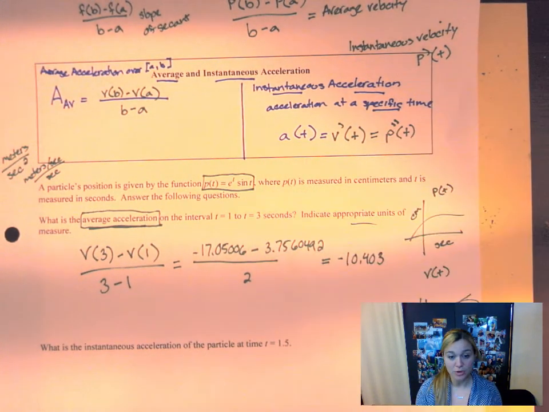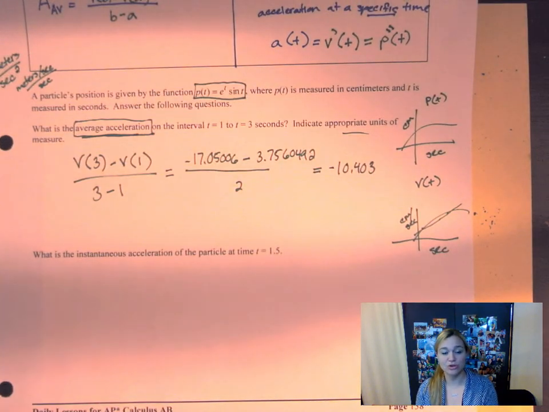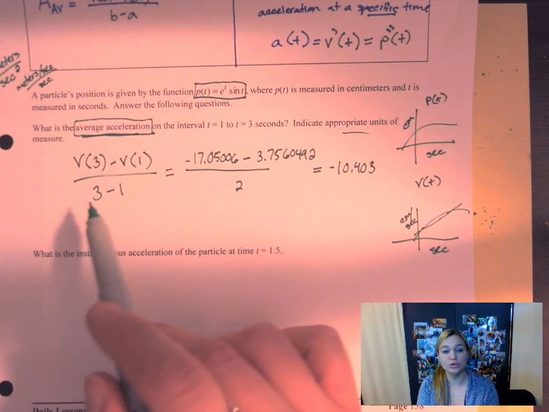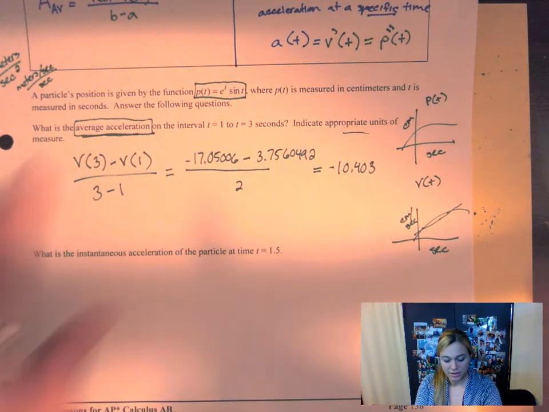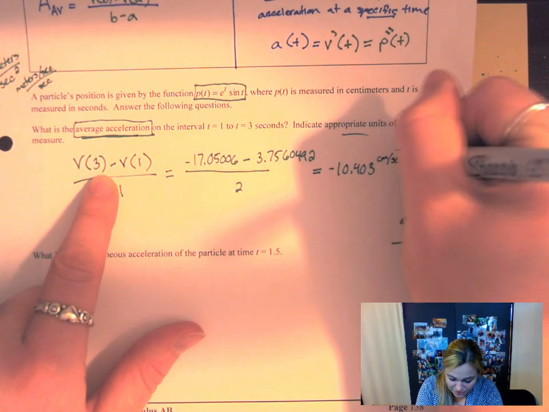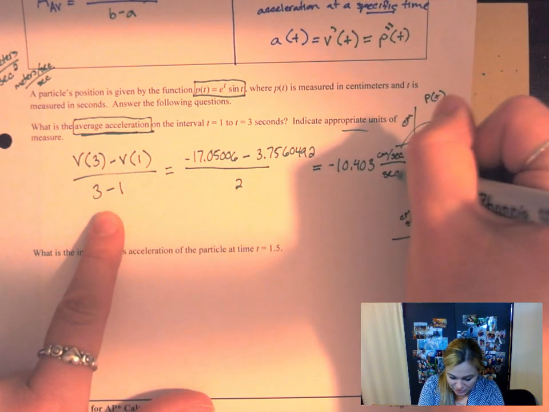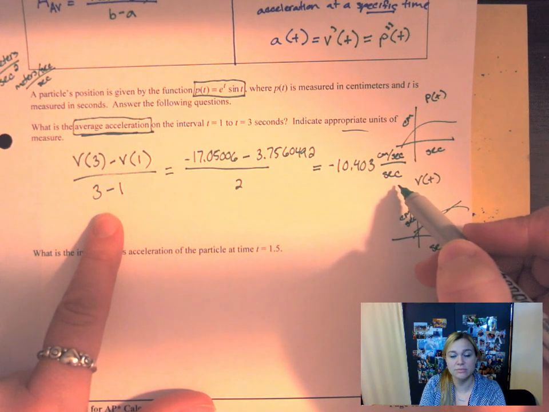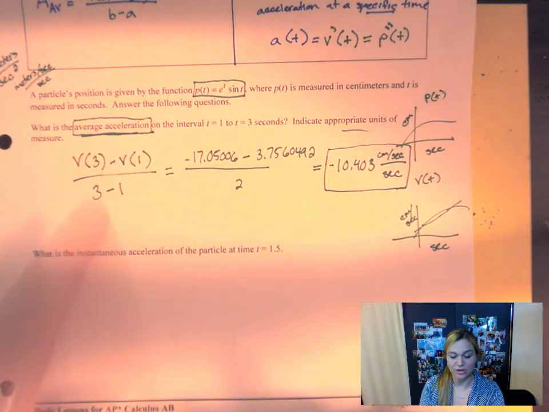I have to indicate appropriate units of measure, and you should actually do this at the beginning and at the end. This is to test to make sure that you're using the right graph, because the most common mistake is to say, well, I know this is the slope of the secant, but then choosing position instead of velocity to find that slope of the secant. So here, velocity was given in centimeters per second. 3 minus 1, this was just my seconds. It's my unit of time. So centimeters per second, does that make sense for acceleration? Yes, I'm good. So this is my average acceleration from 1 to 3 seconds.